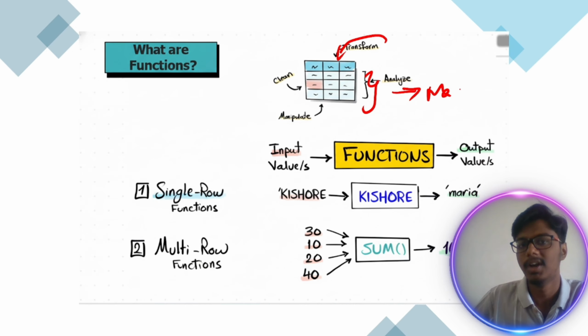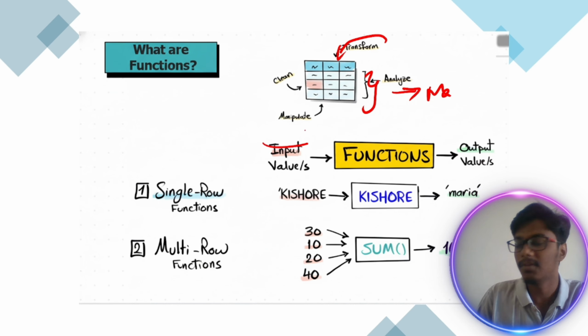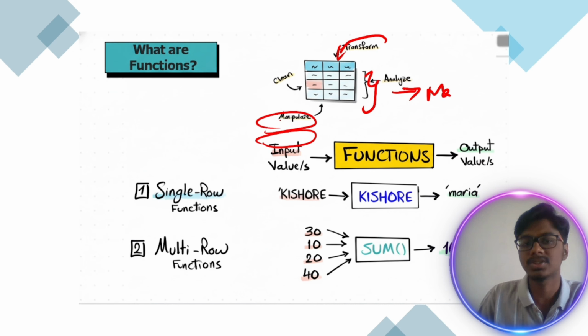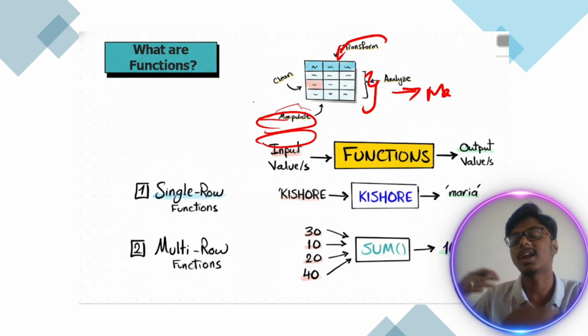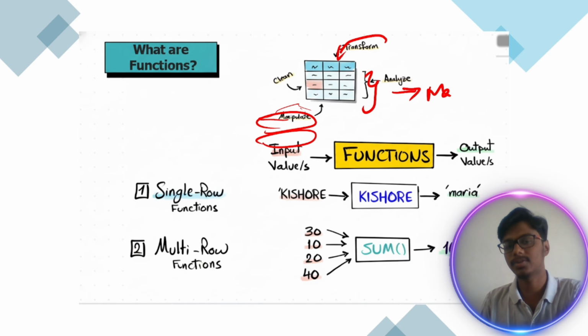What are the things we want to do? We want to analyze, transform, manipulate and modify the table. There are a lot of mistakes in tables, so we want to clean the table, manipulate the table, analyze the table, and transform the table. That's why we use functions.